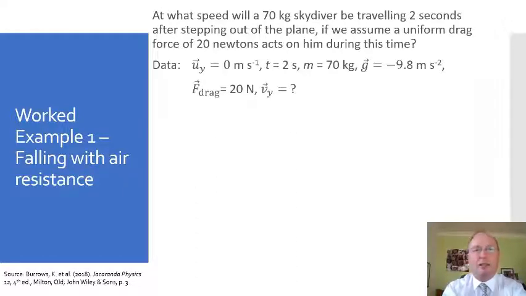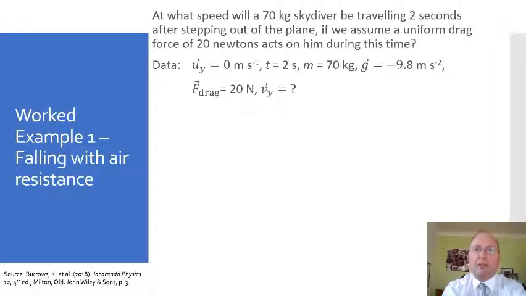Uy, the initial velocity in the y direction, is 0. T, time, equals 2 seconds. M, mass, equals 70 kilograms. And g, from the data sheet, is negative 9.8 meters per second squared. The force due to drag given in the question is 20 newtons, and we need to find the velocity in the y direction at t equals 2 seconds.